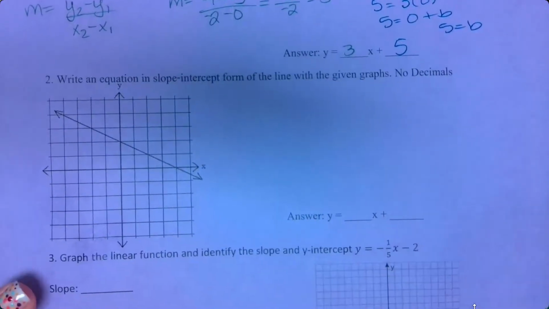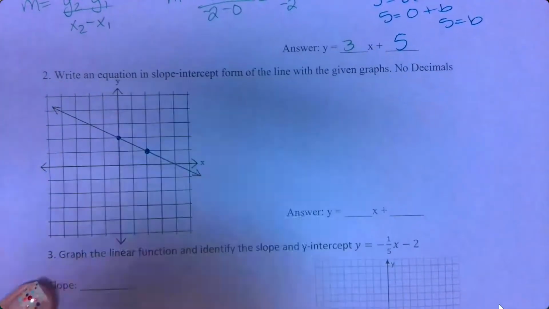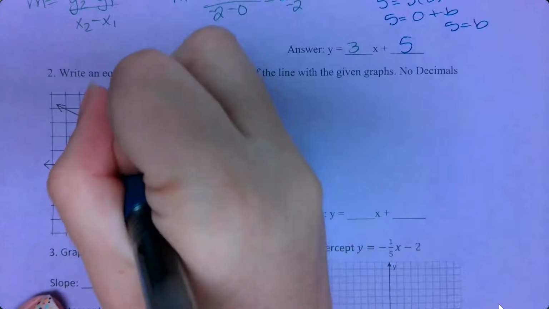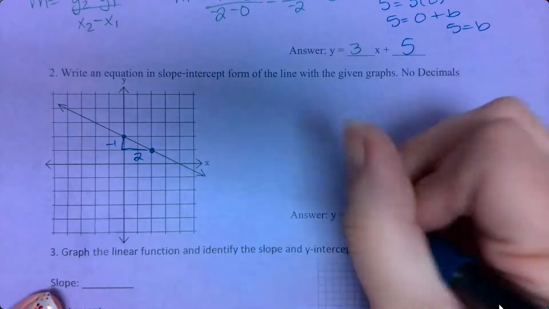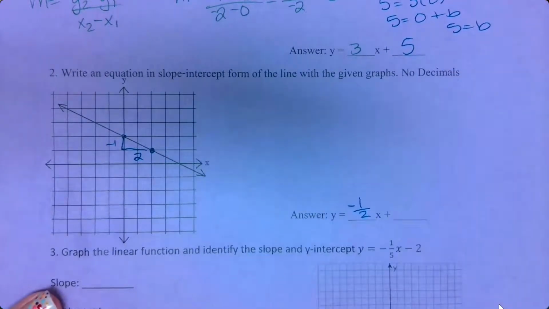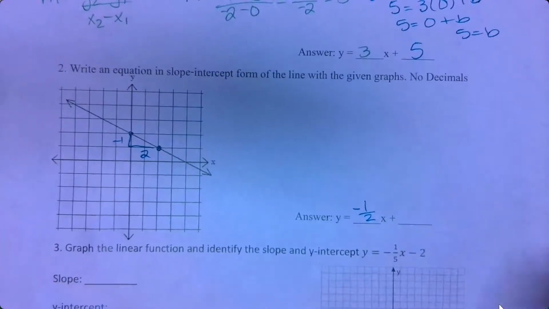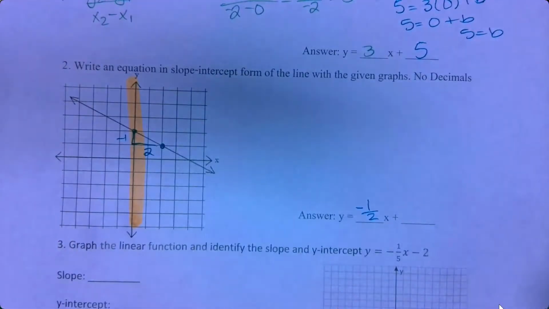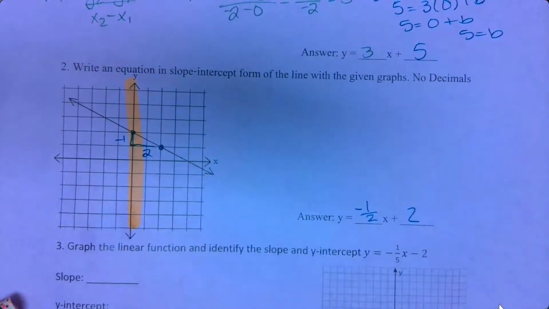Okay, number 2 wants me to write the equation in slope-intercept form for a line with the given graph. This is given to me on the picture, so I want to find 2 points where it's crossing the grid lines here and here. So it's going down 1 square, right 2. It doesn't want decimals, so my slope is going to be a fraction, negative 1/2. And then I'm missing where it is crossing the y-axis. Remember, the y-axis is the up and down one. So I'm looking for where it's crossing here. It is crossing at 2. So my answer here is y equals negative 1/2 x plus 2.